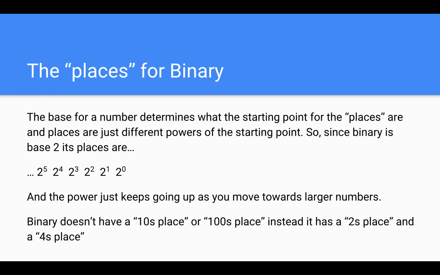Places for binary. The base for a number determines what the starting point for the places is, and the different places are just the different powers of that starting point. So since binary is base 2, its places are 2 to the 0, 2 to the first, 2 squared, 2 cubed, 2 to the fourth, 2 to the fifth, and so on. And the powers just keep going up as you move towards the larger numbers to the left. So binary doesn't have a tens place or a hundreds place. It has a twos place and a fours place, and so on.